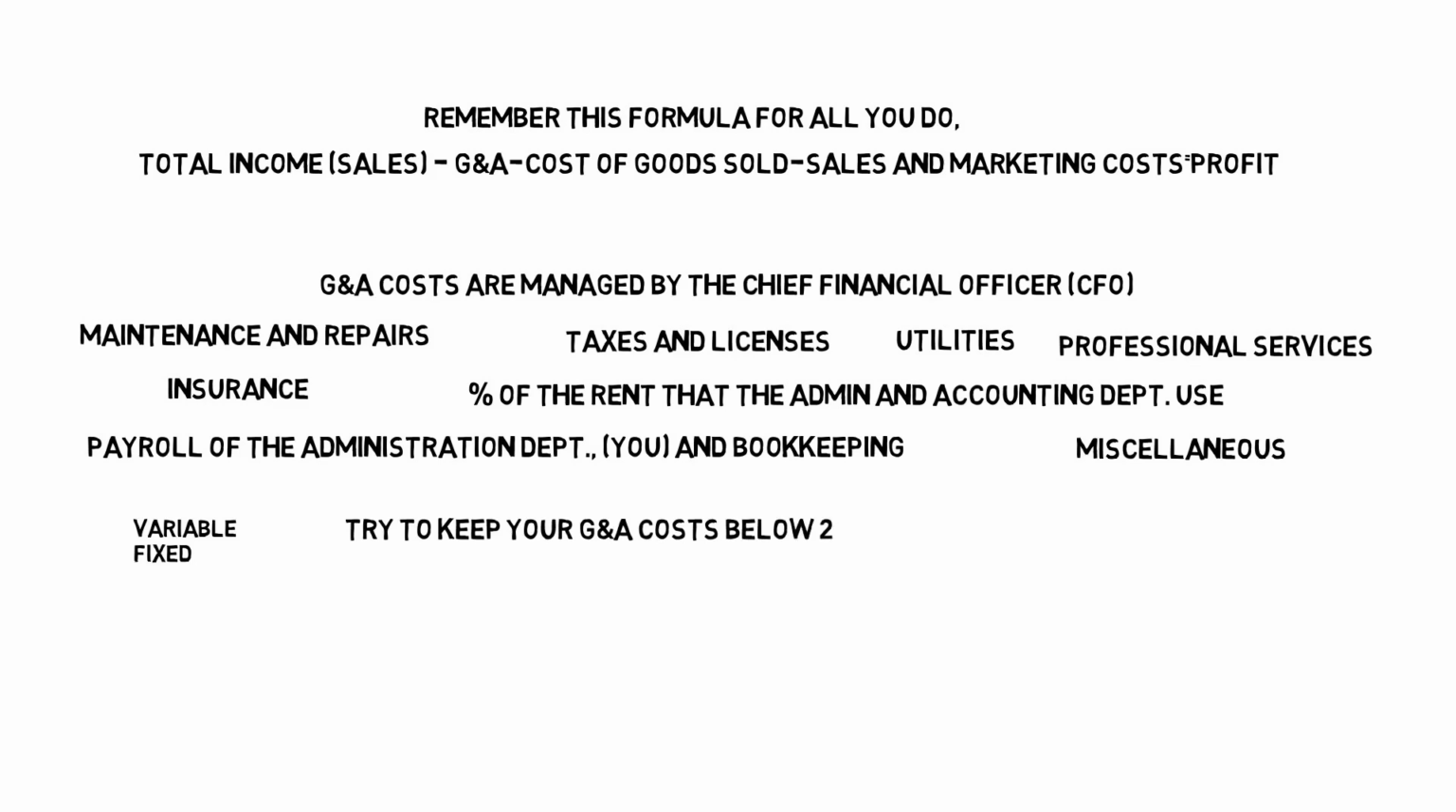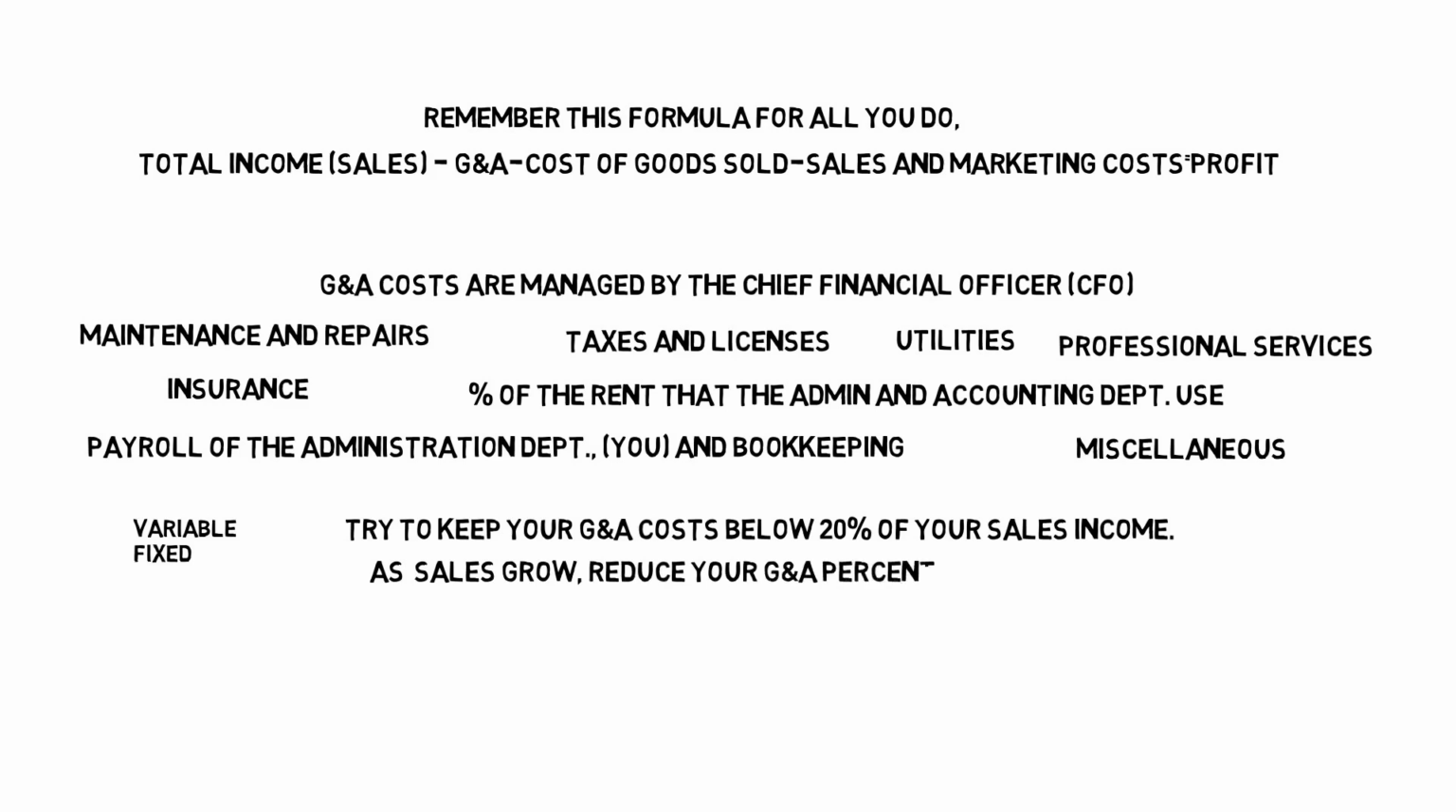Keeping your G&A costs low over time. I would recommend that when you start, you try to keep your G&A costs below 20% of your total sales income. As your sales grow, reduce your G&A percent to 15% or lower. A big expense of G&A is the payroll in the G&A department.